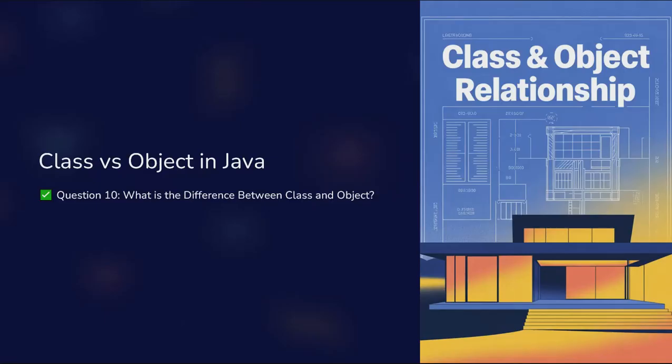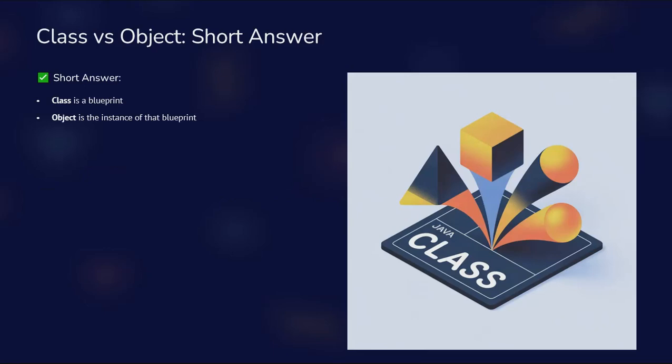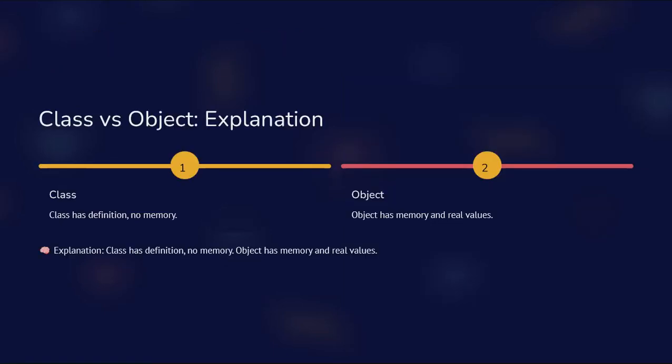Next question is, class versus object in Java. So what is the difference between class and object? The short answer is, a class is a blueprint while an object is the instance of that blueprint. So here is a simple explanation. A class has a definition, no memory, while an object has memory and real values.